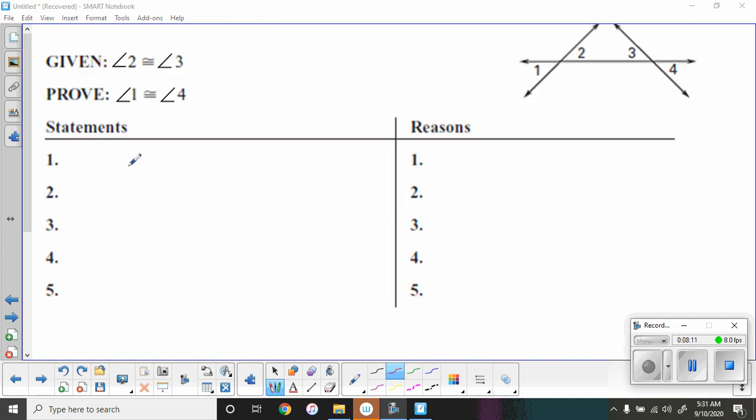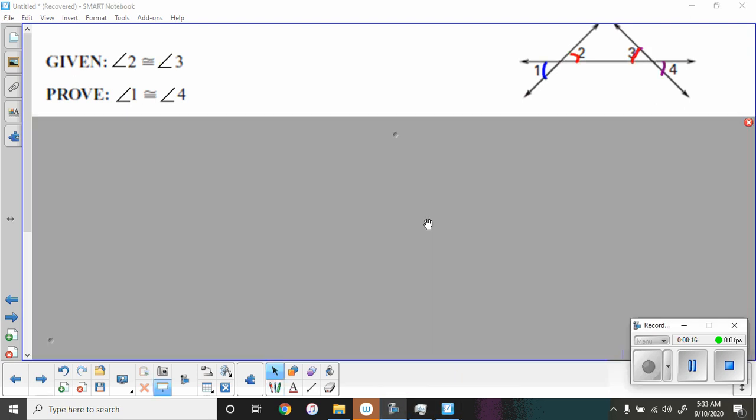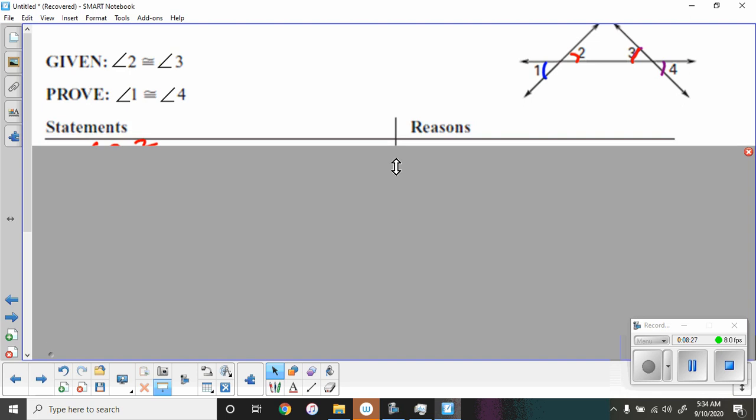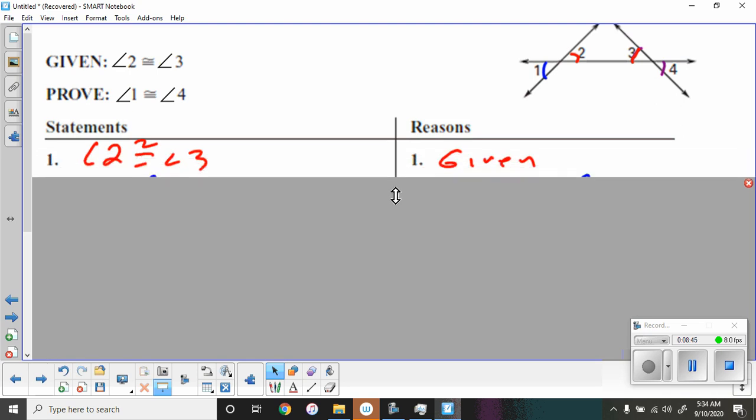All right, so now this one, we start with the given. Okay, this is a really good proof to see if you know where you're at. Given angle 2 is congruent to angle 3. See if you can get angle 1 is congruent to 4. Think about 1 and 2 being vertical angles, 3 and 4 being vertical angles, and see if you can connect them. So we would start with angle 2 is congruent to angle 3. That's a given.